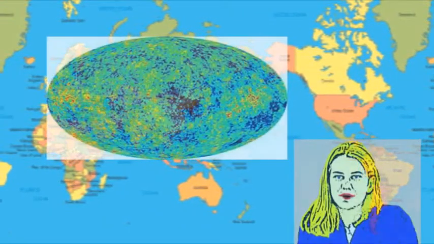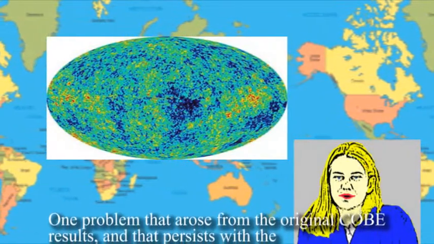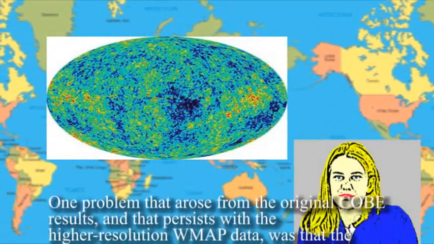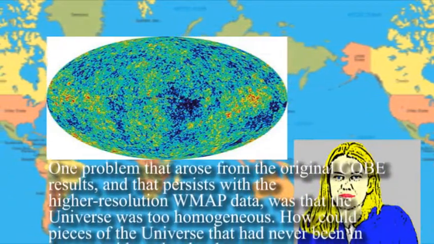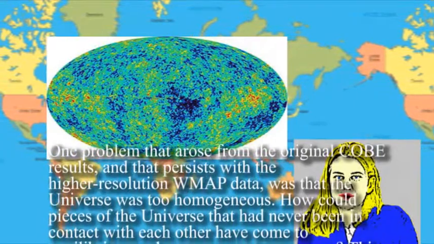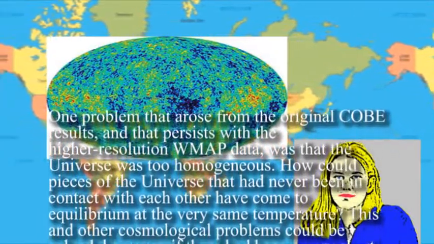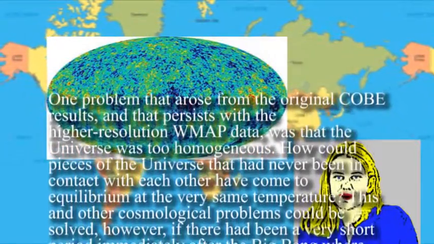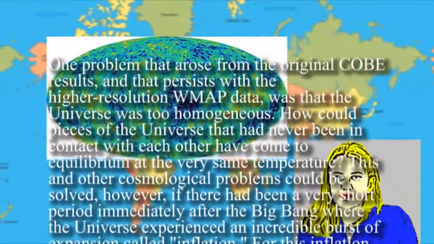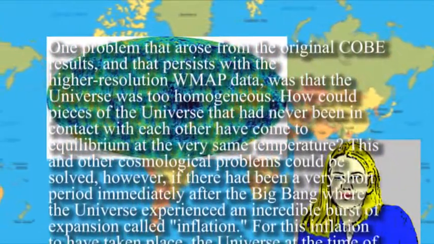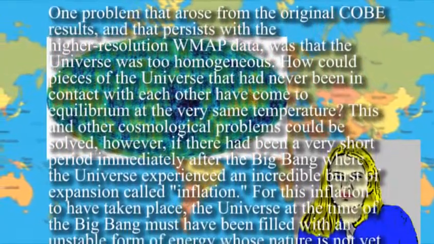One problem that arose from the original COBE results, and that persists with the higher resolution WMAP data, was that the universe was too homogeneous. How could pieces of the universe that had never been in contact with each other have come to equilibrium at the very same temperature? This and other cosmological problems could be solved, however, if there had been a very short period immediately after the Big Bang where the universe experienced an incredible burst of expansion called inflation.